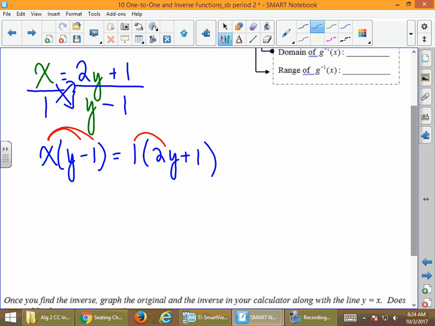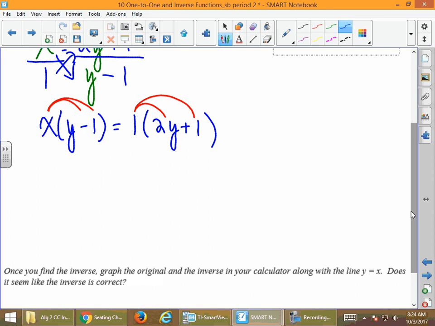The nice thing is, on the right side we have 1, so when we distribute the 1, it's just going to remain the same. But we end up with xy minus x. On the other side, we end up with 2y plus 1.